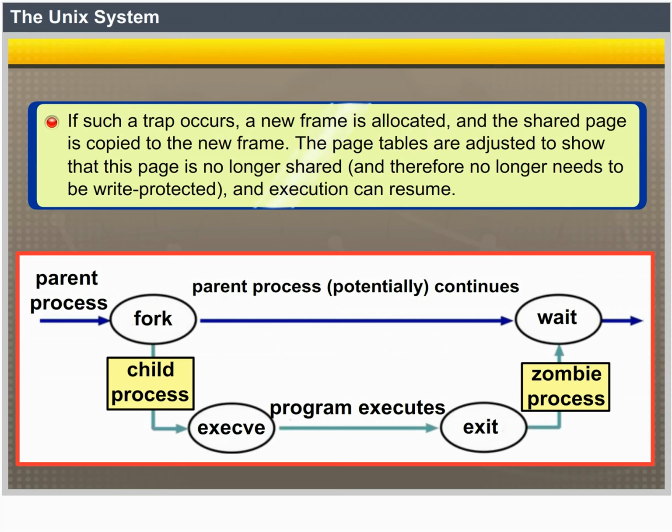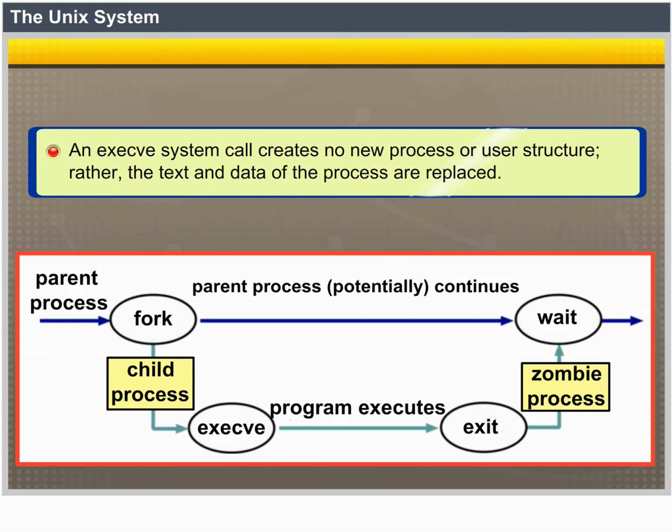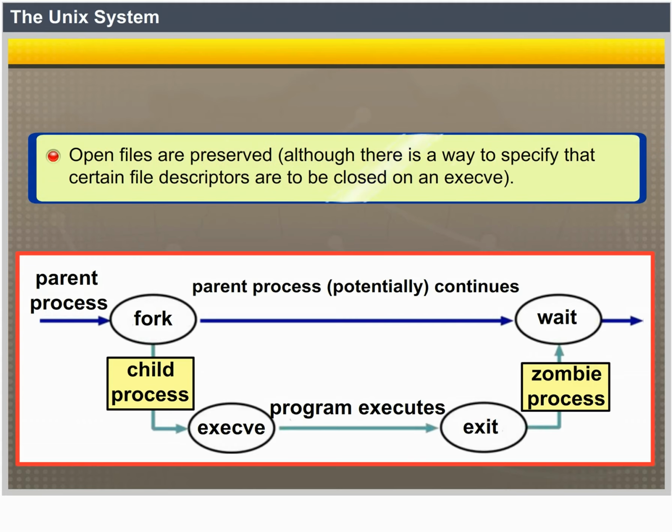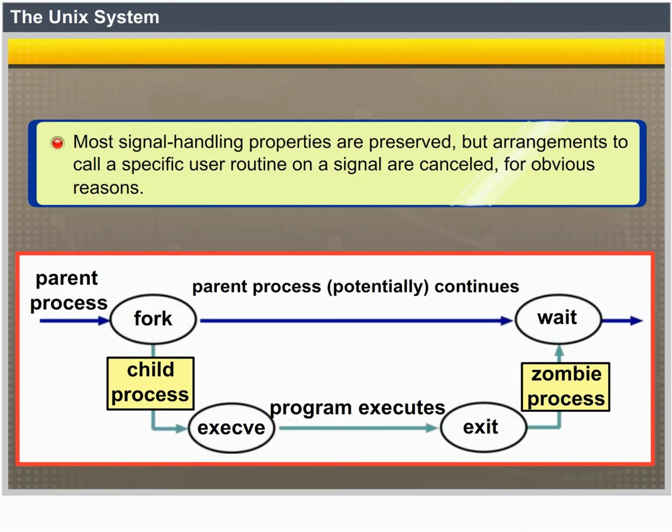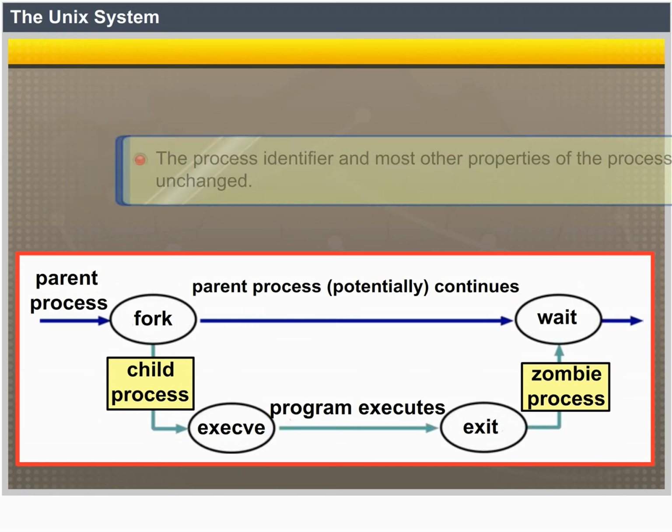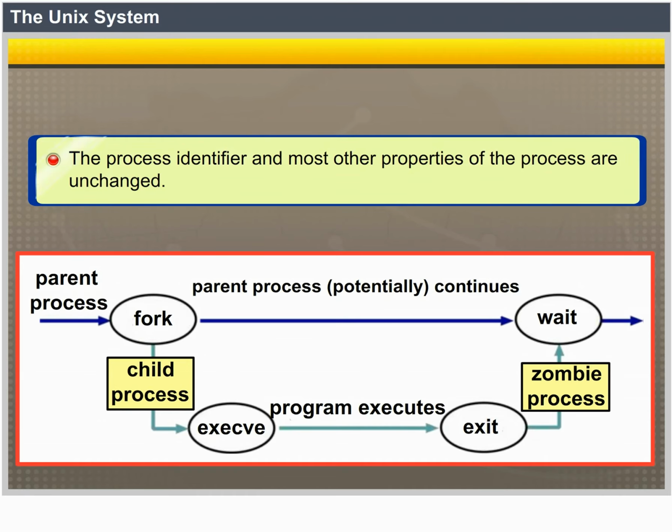An execve system call creates no new process or user structure; rather the text and data of the process are replaced. Open files are preserved, although there is a way to specify that certain file descriptors are to be closed on an execve. More signal handling properties are preserved, but arrangements to call a specific user routine on a signal are cancelled for obvious reasons. The process identifier and most other properties of the process are unchanged.